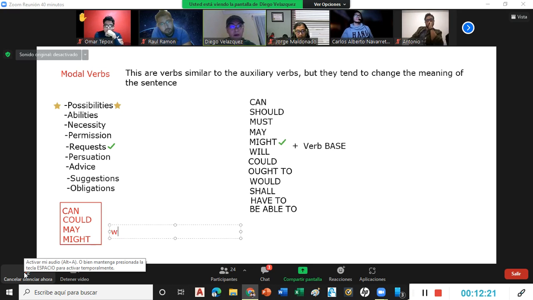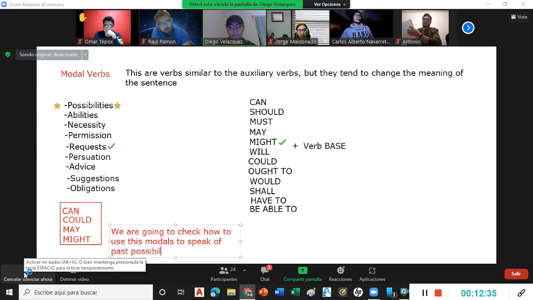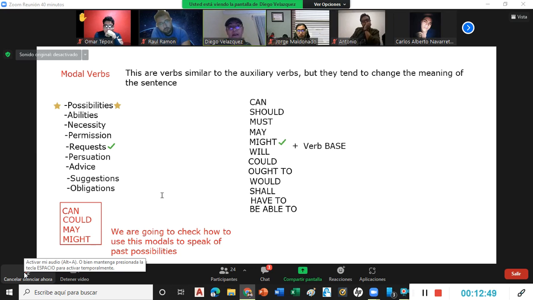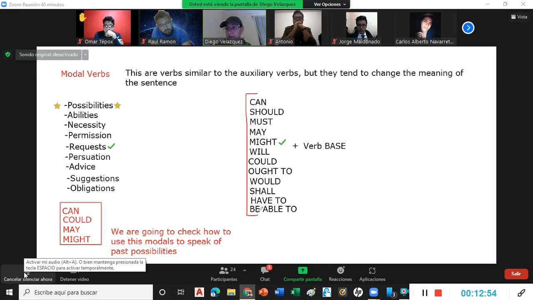Let me put it. Now we are going to check, children, how to use these modals can, could, may, might, and there will be some others in here, but to speak about possibilities different from the normal verbs, not possibilities in the present or possibilities in the future, but to speak of possibilities in the past, okay?